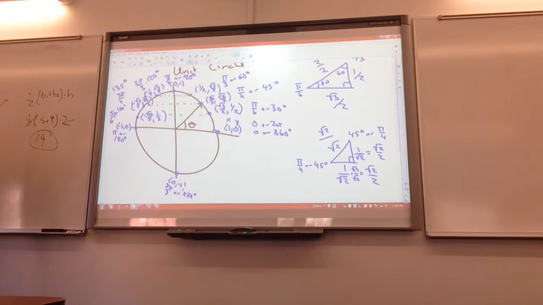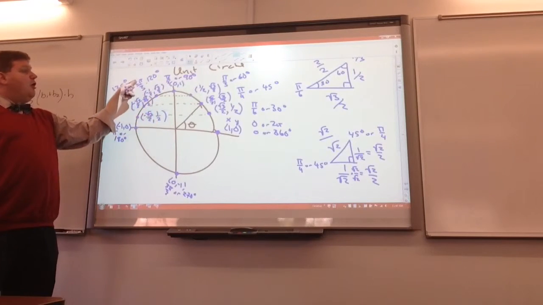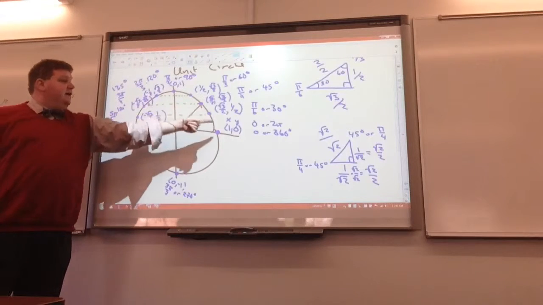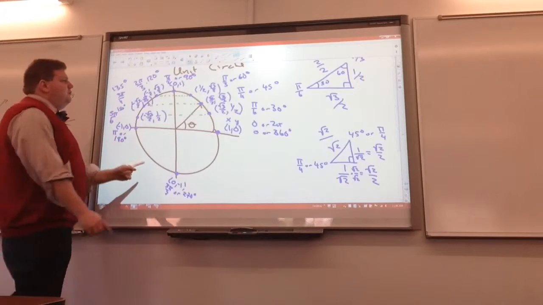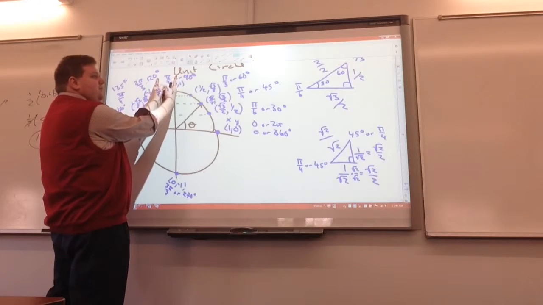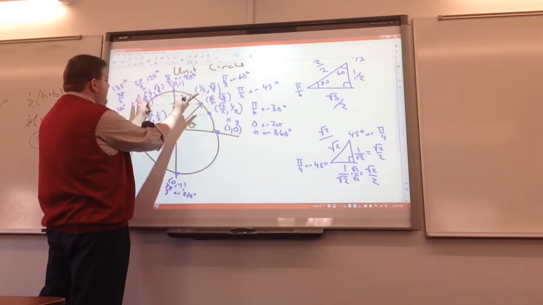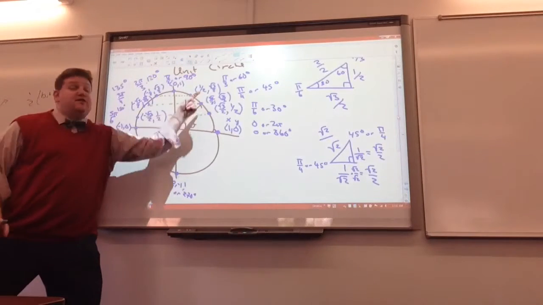Another hint to remember this as well: notice this point and this point are where it's pi over 3, okay? These two down here are where it's pi over 6. So the ones closest to the y-axis are pi over 3. The ones closest to the x-axis are pi over 6. And the one in the center is always pi over 4. Okay? Again, another little trick to remember how these things work. All figured out if I know this first quadrant down.